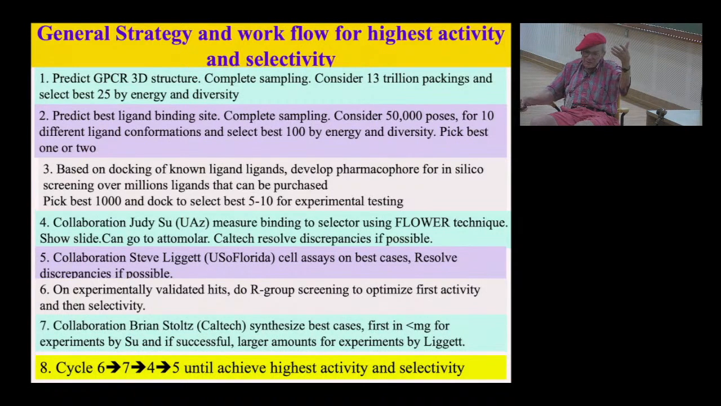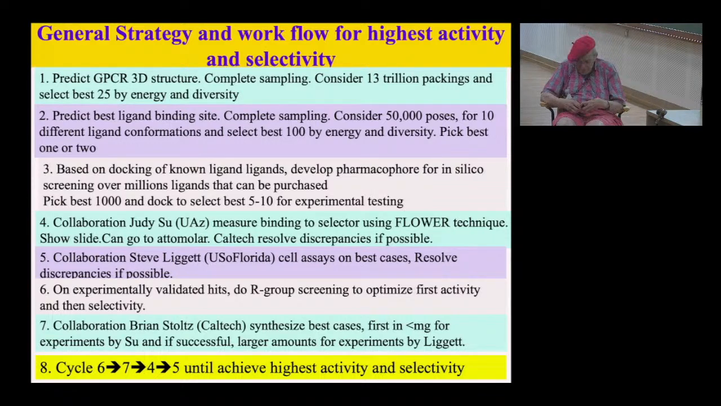So that's how we're doing the serotonin 1E problem. We want to find new small ligands that can do the same thing as the 450 amino acid CPE does. But these molecules can be purchased. Then we have a collaborator, Judy Sue, who's developed a very sensitive technique of immobilizing a receptor and looking directly at the ligand binding. So she can test our predictions.